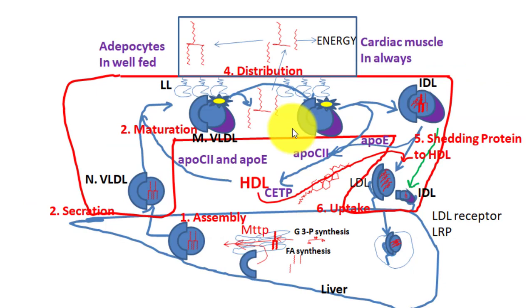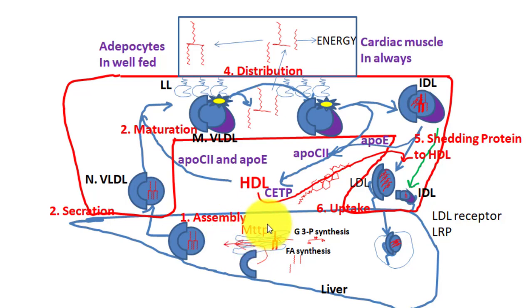Let's say this is the picture showing VLDL metabolism. VLDL assembly, you can see here, then the second step is secretion from liver to bloodstream, then after that maturation. So this VLDL will accept apoprotein from HDL and it will convert into mature VLDL, then mature VLDL will convert into IDL, and then IDL will convert into LDL. Now let's see how this metabolism happens. So first, this assembly occurs.